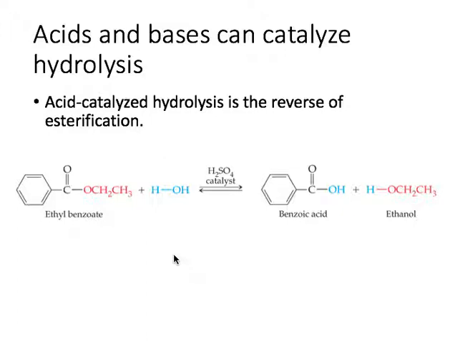So with an acid catalyzed hydrolysis, we take our ester and we break the ester bond, and we end up with ethanol, and we end up with benzoic acid. So this is our benzoate, and we end up with benzoic acid. So let's look at an example of an acid catalyzed ester hydrolysis.